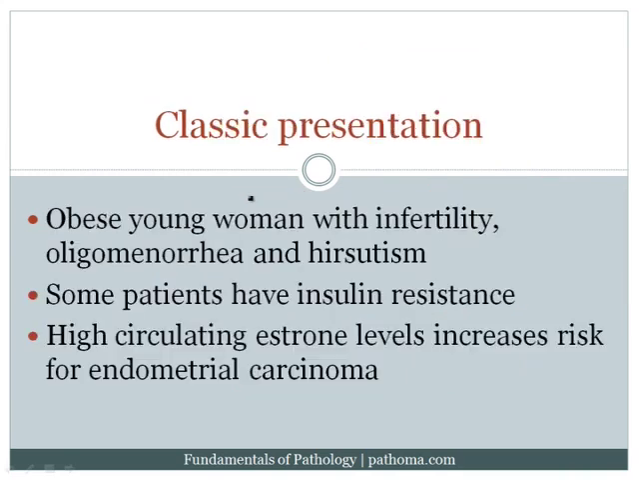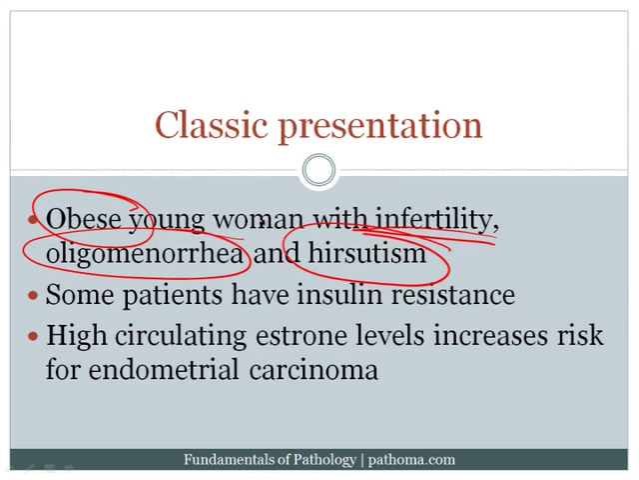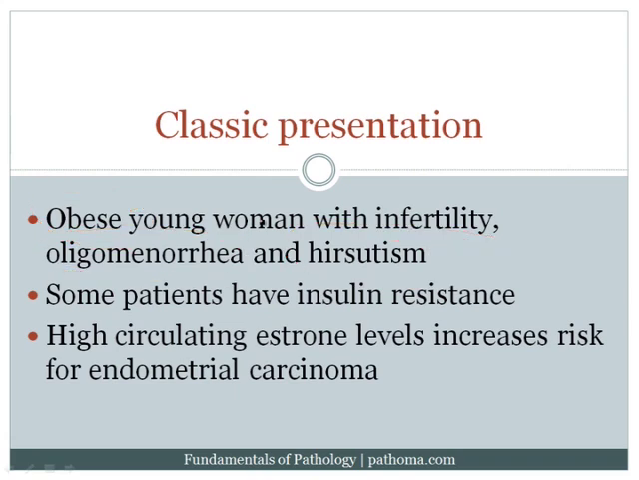So what is the classic presentation? You have an obese woman, that makes sense given what I've just talked about, who has infertility because she's not ovulating. She has oligomenorrhea because the entire cycle is messed up because the hormone balance is messed up, and she's got hirsutism features, which means that she's got hair in a male distribution pattern. Now, that's the classic presentation, and it all ties into what I've already explained.